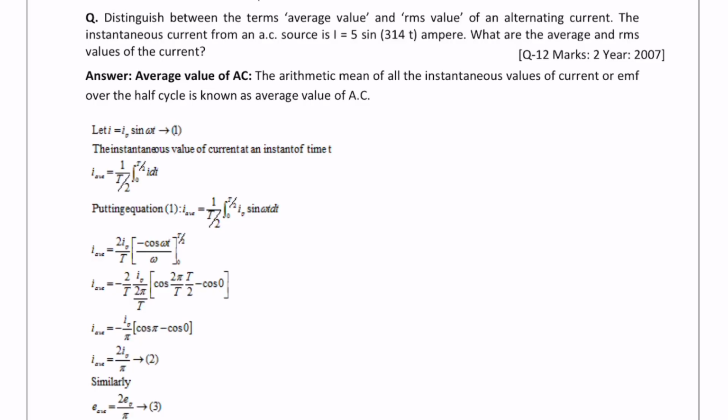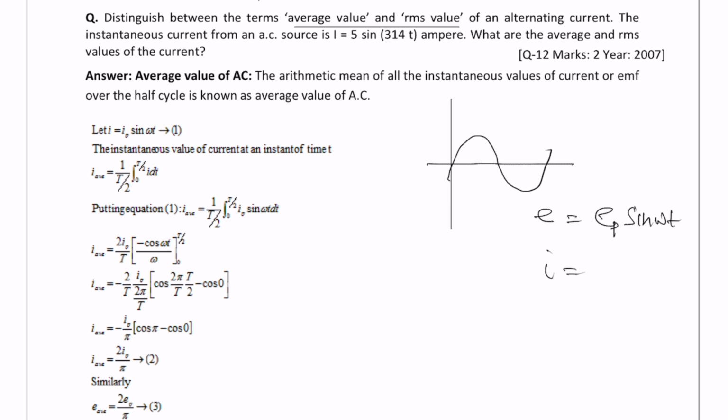Let's do this. Distinguish between the terms average value and RMS value in alternating current. See, in alternating current we know that the current and the EMF both change with respect to time, correct? Now, what is the average value? Suppose this is my E is equal to E_P sin omega t, the induced EMF, and I is equal to I_P sin omega t, the current in this circuit.